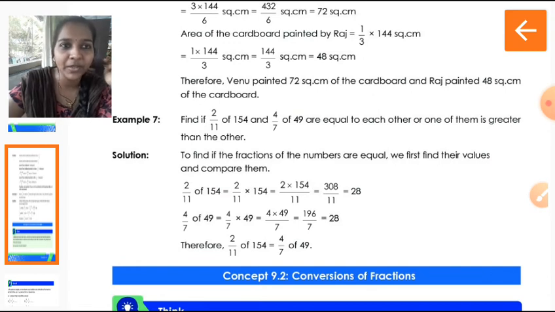Okay, and then find out 4 by 7 of 49. So first you can multiply 4 with 49, then divide the answer by 7. That is 196 by 7. And here also you will get the answer 28. Okay, therefore here you can understand both the answers are same, isn't it? Both are 28. So you can write therefore 2 by 11 of 154 is equal to 4 by 7 of 49. Okay, children. So these are some questions based on finding fraction of a number.